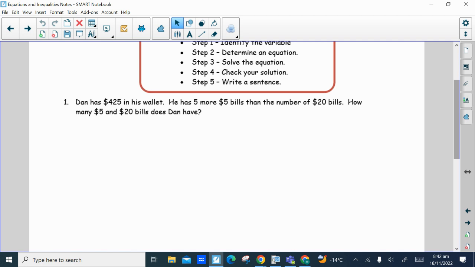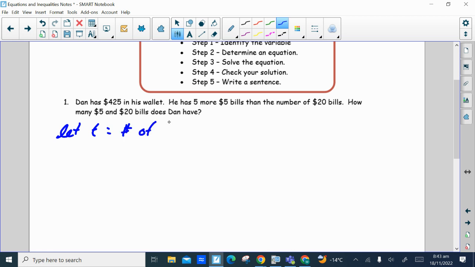That's what it says. So no matter how many $20 bills he has, the number of $5 bills is always 5 more. So the number of $5 bills is compared to the number of $20 bills. I'm going to choose a variable. Let's say let T equal the number of $20 bills.